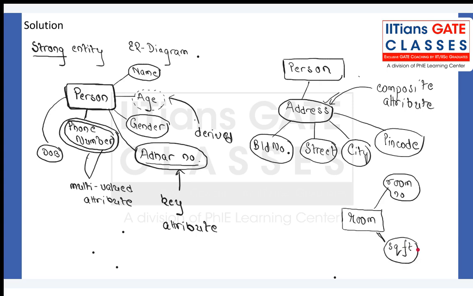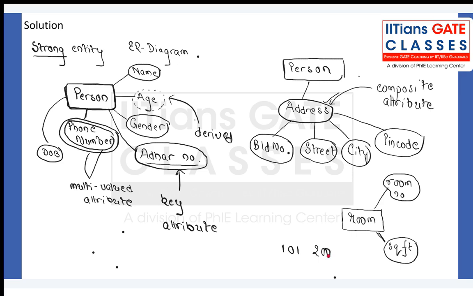With this information, can you uniquely identify a room? Let's say I tell you there is an entity, room number is 101. The room number is 101 and square feet is, let's say, 200 square feet. What will be your first question?